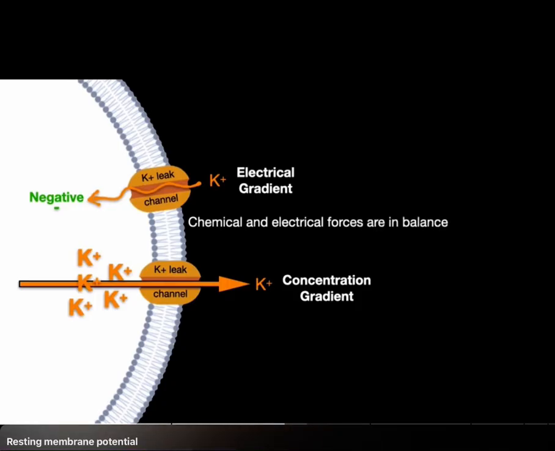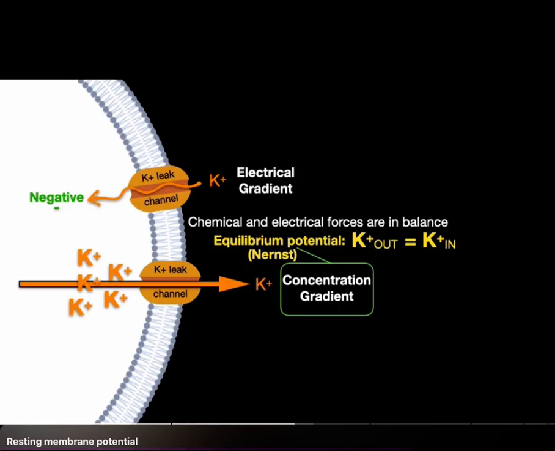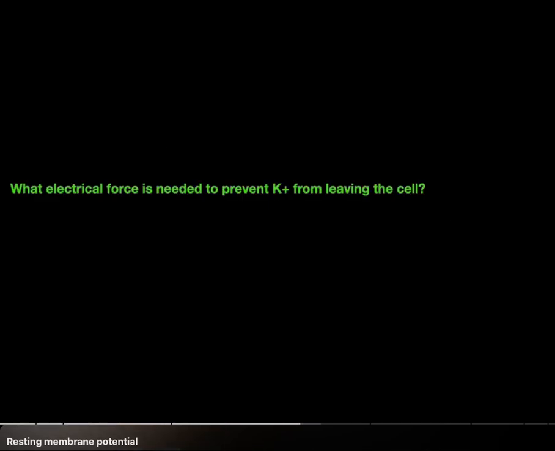The chemical forces and electrical forces are now in balance. By chemical, I mean concentration gradient. We call this the equilibrium potential or Nernst potential. The amount of potassium going out equals the amount of potassium going in. So the equilibrium potential is based on concentration gradient and the permeability of the ion at that membrane. Now, what electrical force is needed to prevent potassium from leaving the cell?